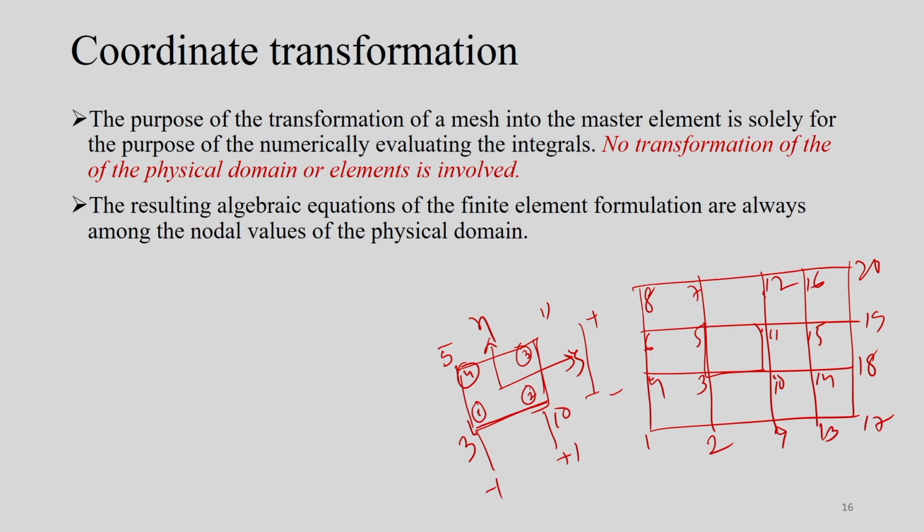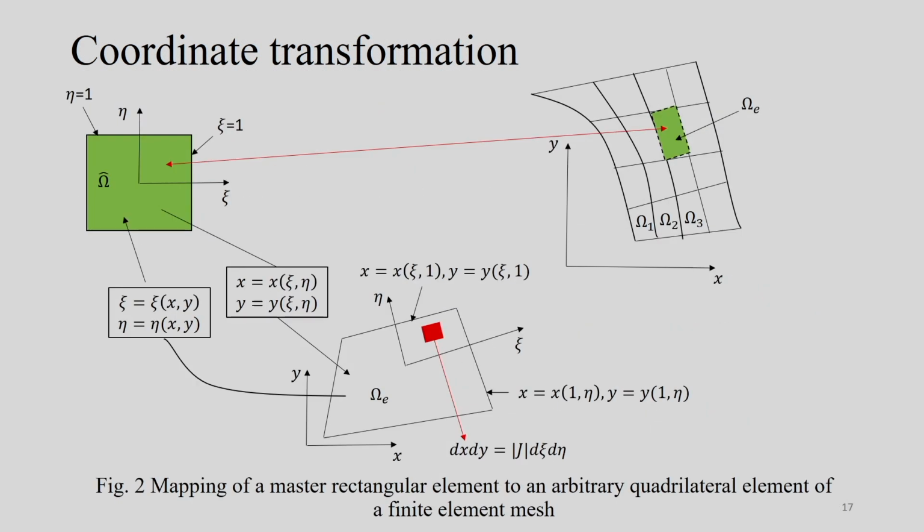The equations of the finite element formulation are always among the nodal values of the physical domain. So, there is no transformation of the physical domain, or elements, basically involved. The only thing is that we identify one master element and develop this local coordinate system, and we follow one particular sequence for local numbering for all the elements. Then we keep on assembling the contribution for all the elements, and then we get the equation.